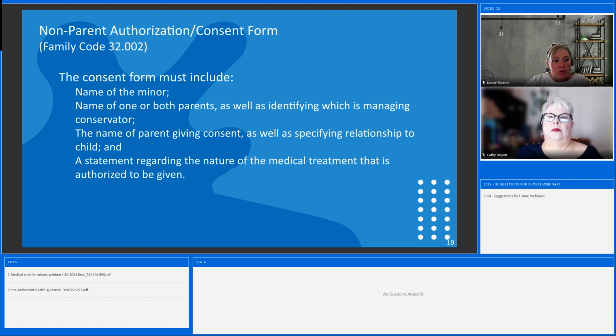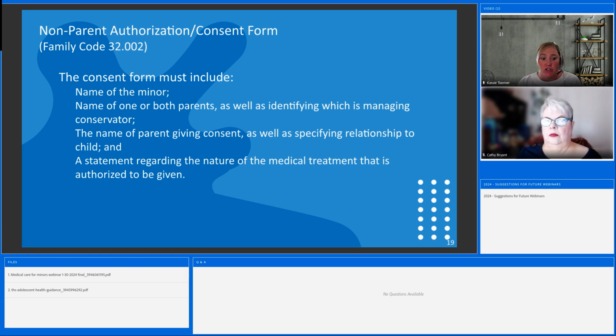It would need to include the name of the minor, the name of one or both parents, as well as identifying which is the managing conservator, the name of the parent giving consent, as well as specifying the relationship to the child. Is it aunt, uncle? Is it adult brother, adult sister? And then a statement regarding the nature of the medical treatment that is authorized to be given.